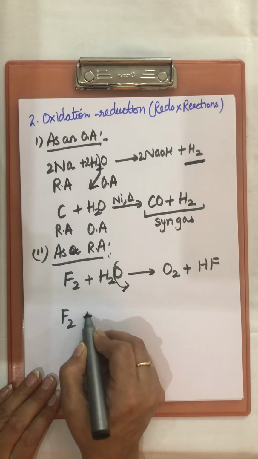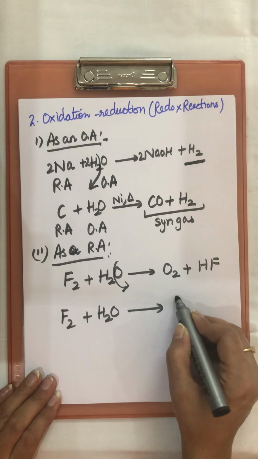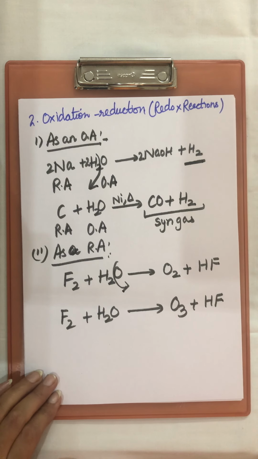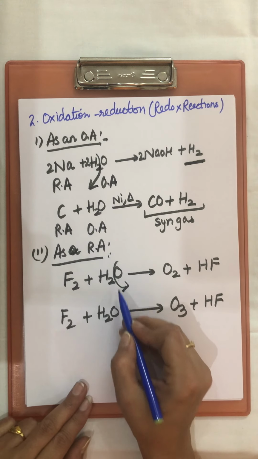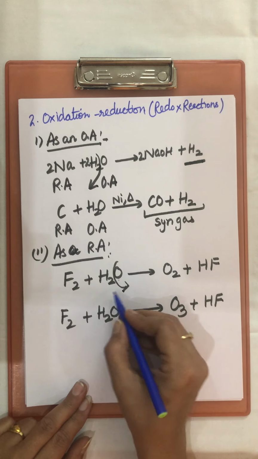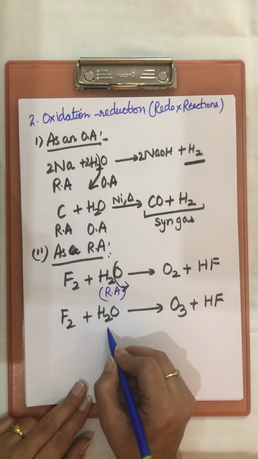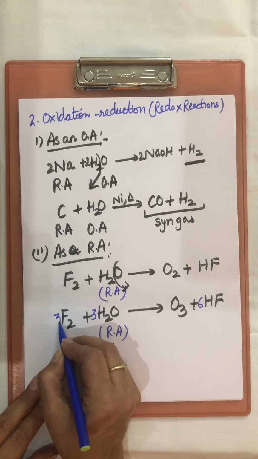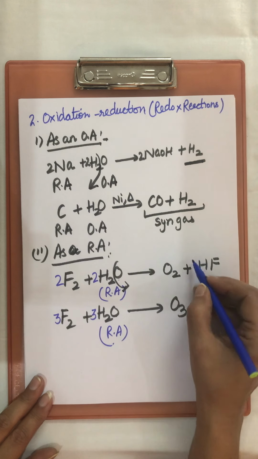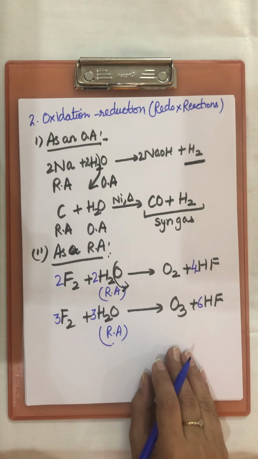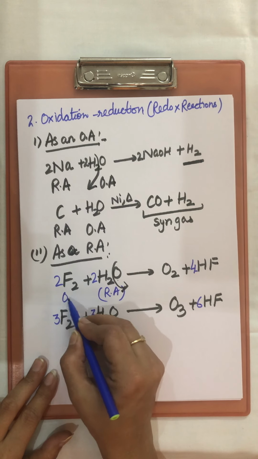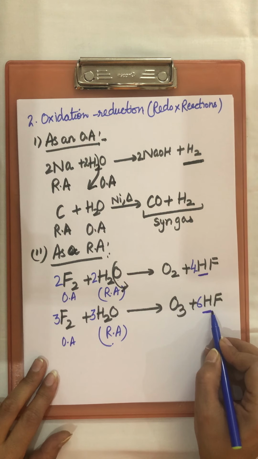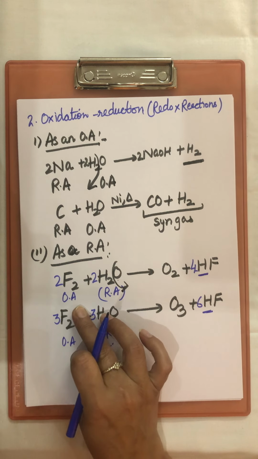There can be formation of ozone also. So in both these reactions, from the water, oxygen is coming out as O2 or O3. That means water is a reducing agent. So in these reactions, water is a reducing agent and fluorine is an oxidizing agent, because in this hydrogen is added. So this is acting as an oxidizing agent.